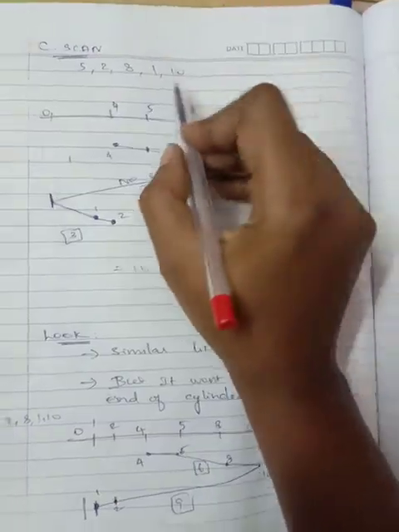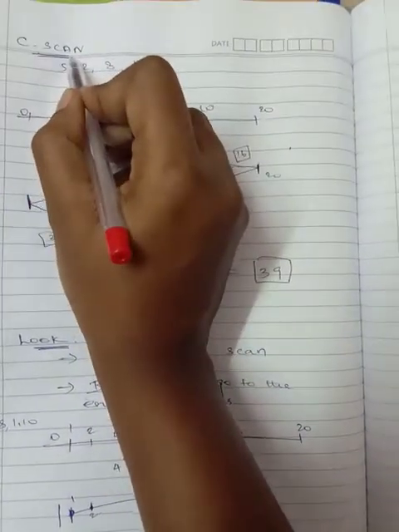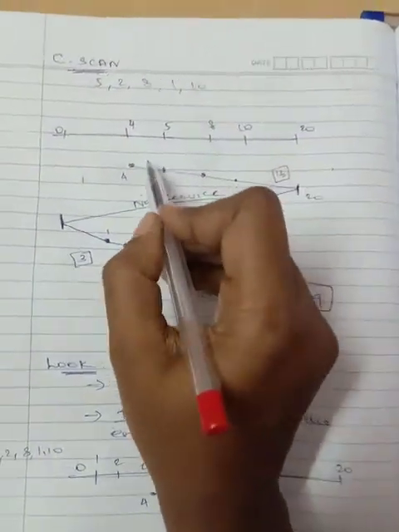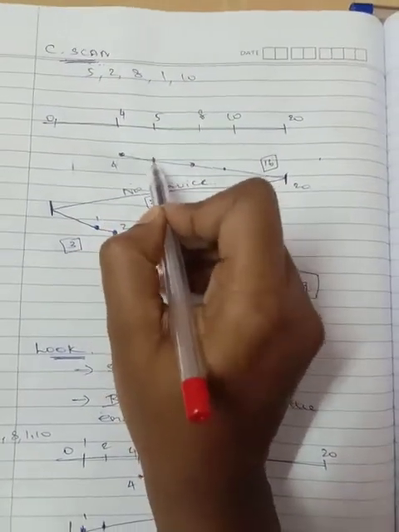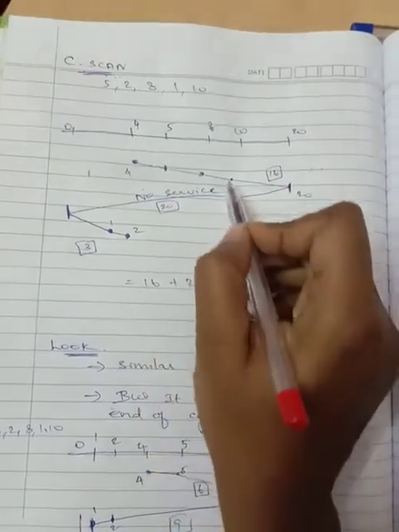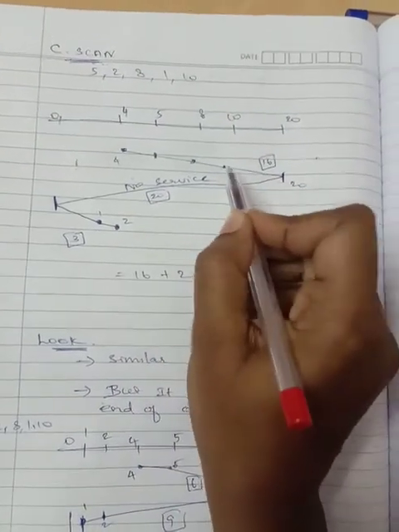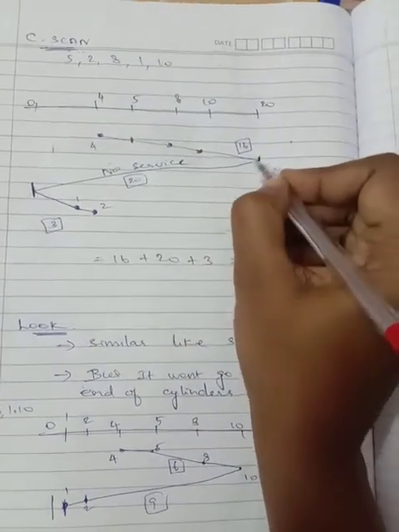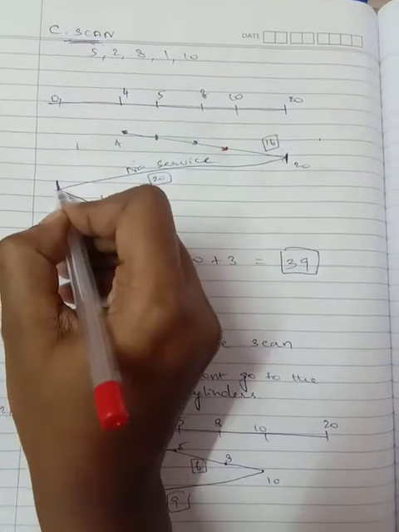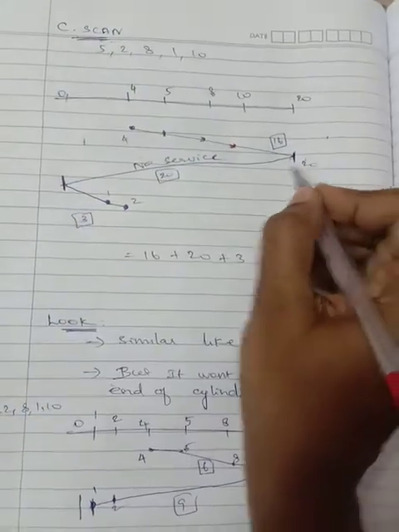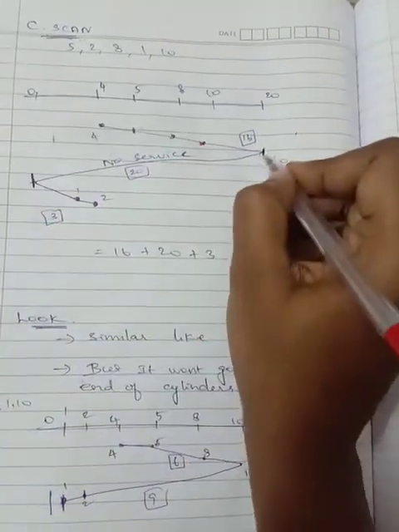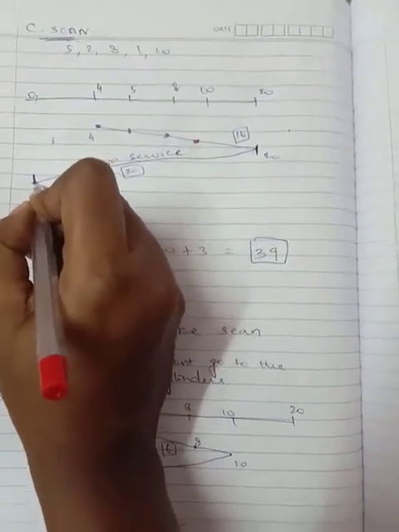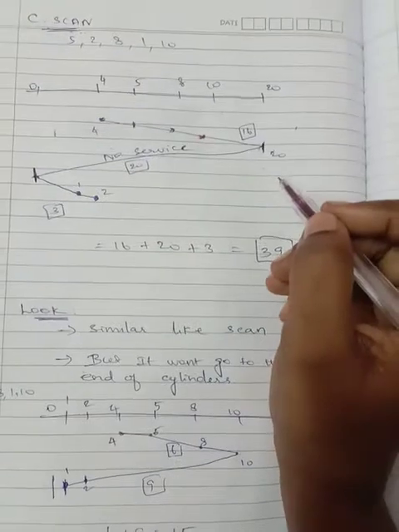And the next one is C-SCAN. This is also similar to SCAN. This is called complete scan. This will also do the same thing: 4, and then it will do 5, 8, 10, and even though the request is not there, it will go from 10 to 20. After that, it will go to the starting point, that is, it will come to the 0 without any service. Without any service, the head movement will come from 20 to 0. This is called complete scan.